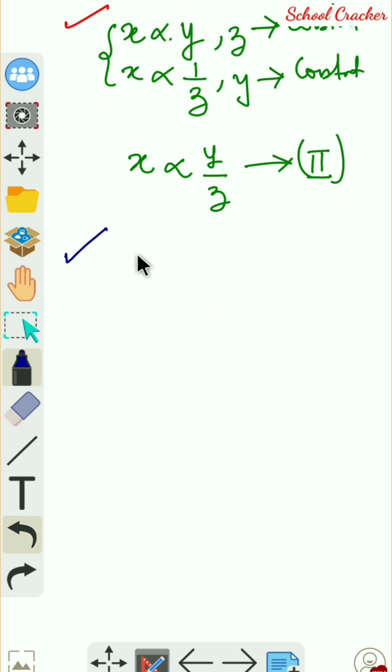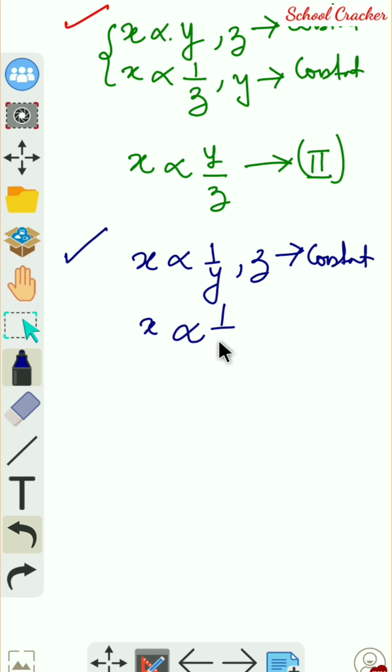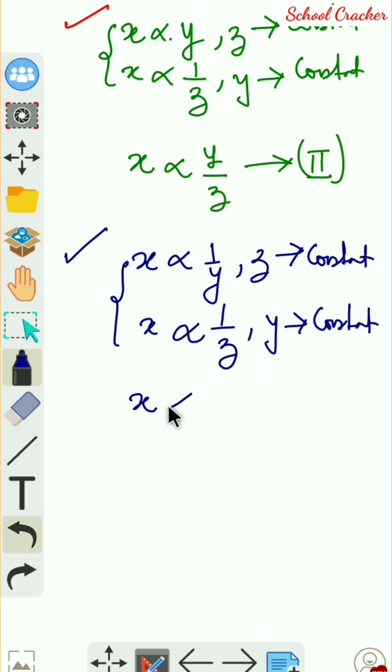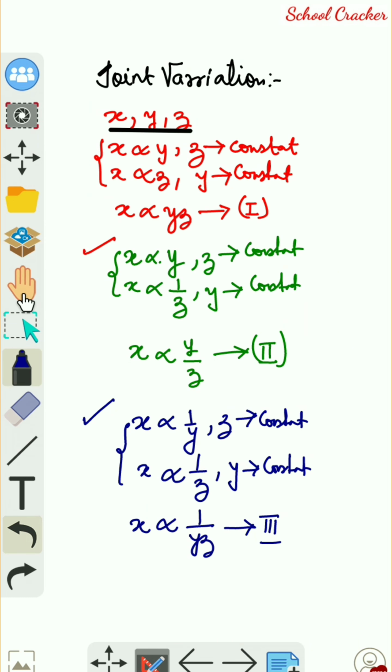The same three quantities can be expressed likewise. X can be proportional to 1 by y when z is constant. X can be proportional to 1 by z when y is constant. That is, when we combine these two expressions together, we get the expression x proportional to 1 by yz. So this is the third kind of expressing joint variation. Now I hope students can express three quantities as joint variations.